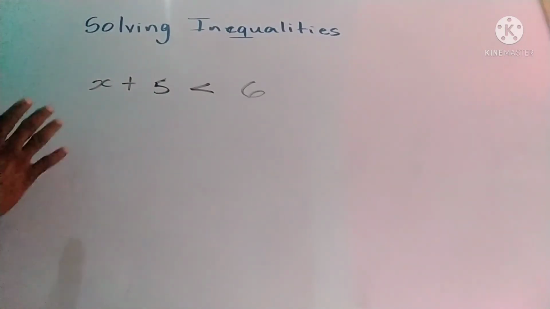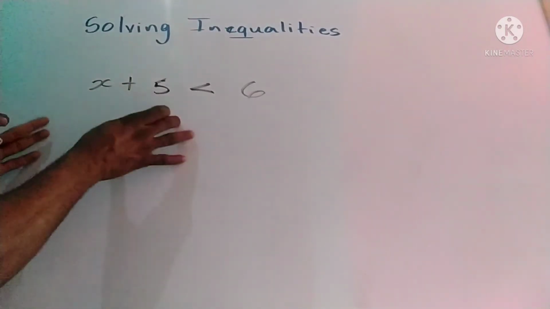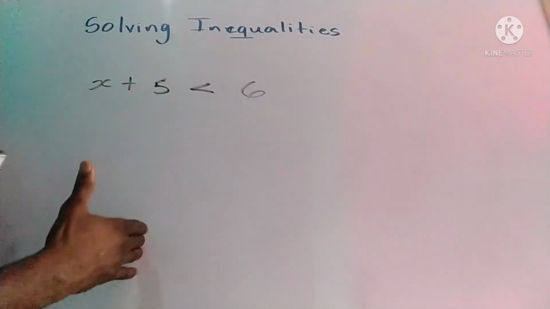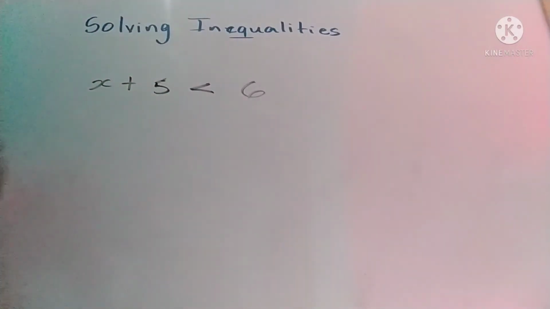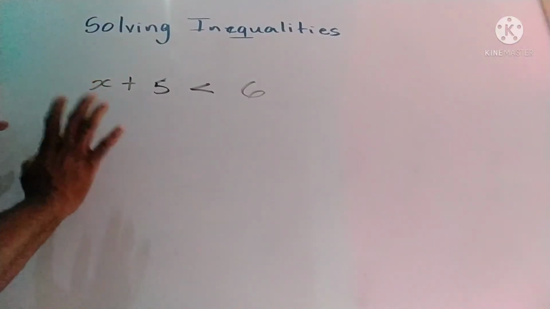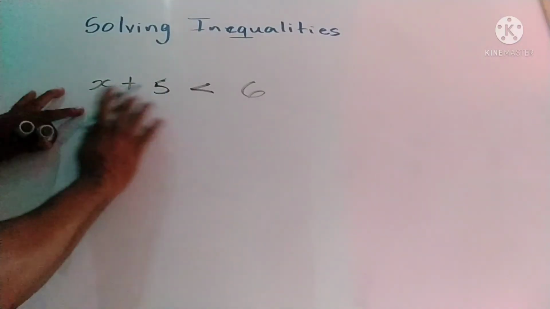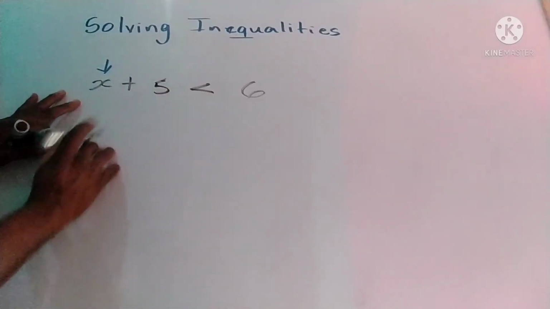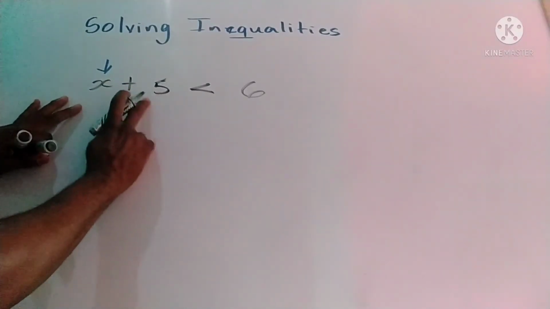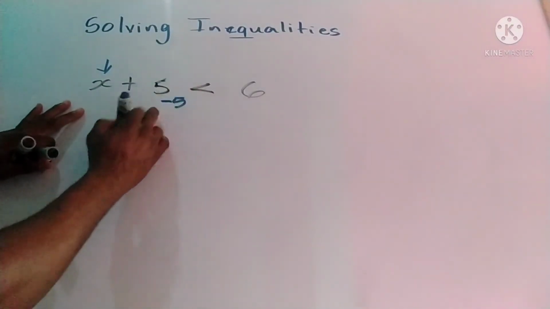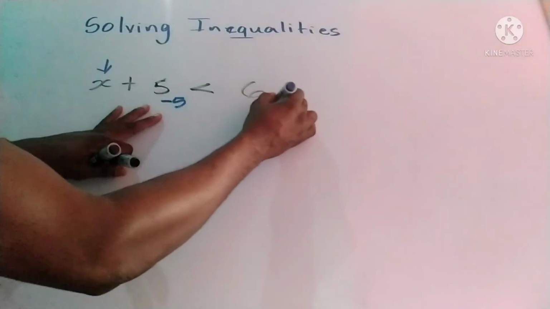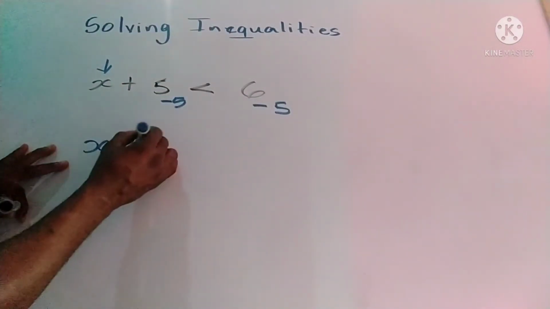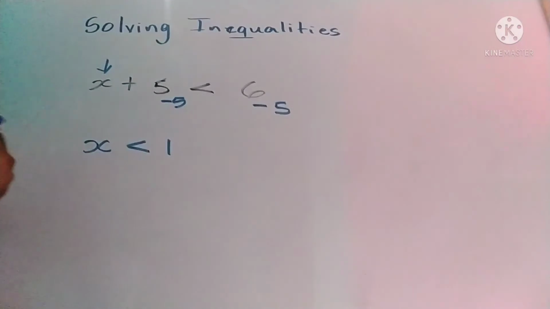But what the inequality is going to do, it's going to give us that margin, that response that we could take the margin and then we view the region. For example, you will solve your inequalities normally. We're going to use the balance method. We need to get the x to leave it by itself. Therefore, we need to get rid of the positive 5. We will subtract 5 and balance the equation by subtracting 5 from the other side. Let's simplify this. We're looking at x is less than 1.